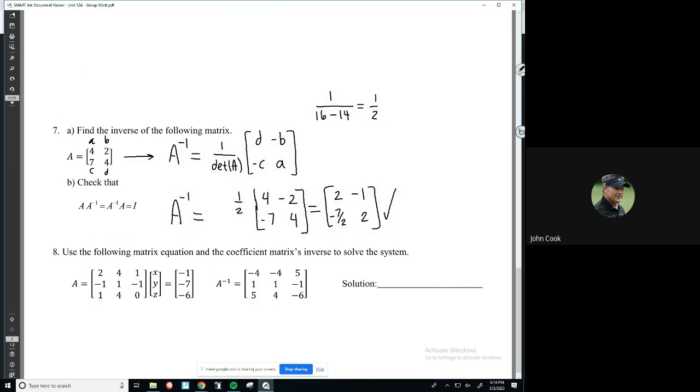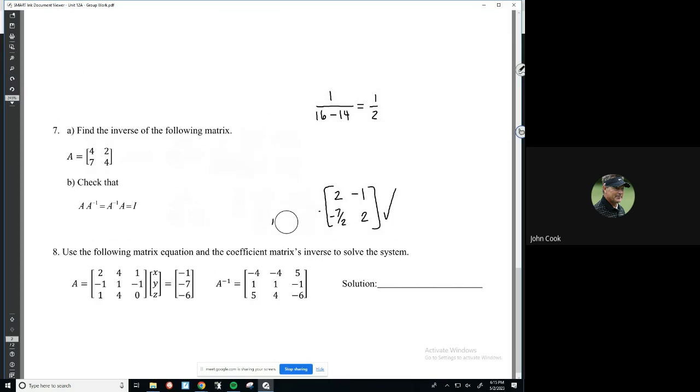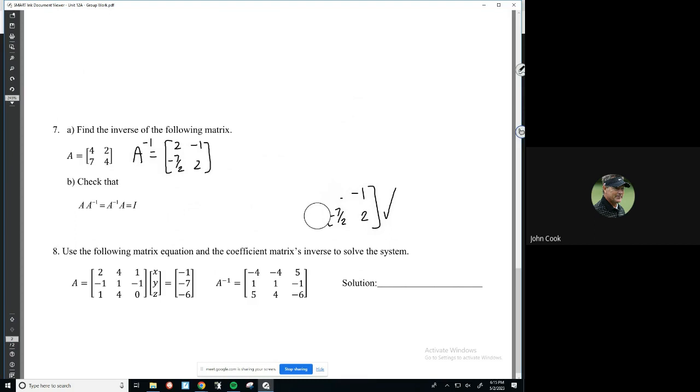So now check that A times A inverse is equal to A inverse times A, which is the identity matrix. I'm going to write them up so they're a little bit separate from each other, so I can do the multiplication real easy. I need to give myself a little bit of space because, as you've seen, multiplication can take a little bit of work and a little bit of time. So we've got 2, -1, -7/2, and 2.